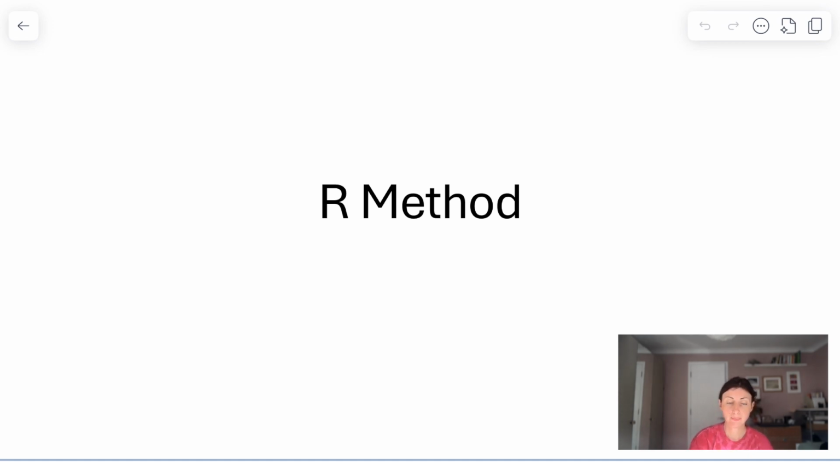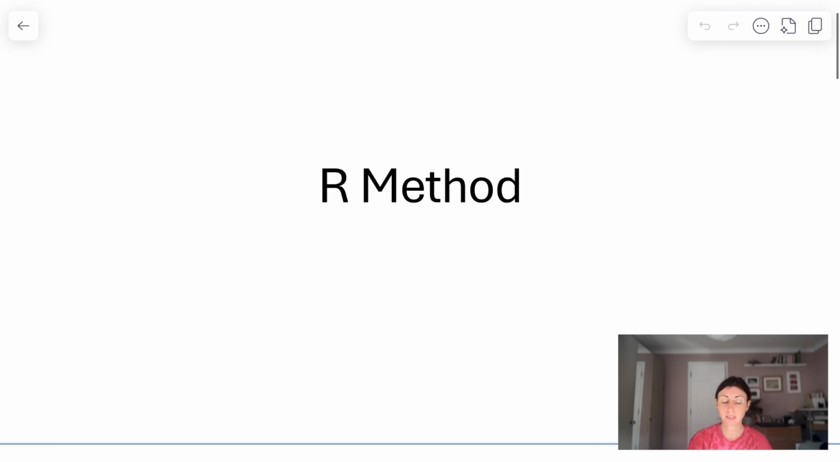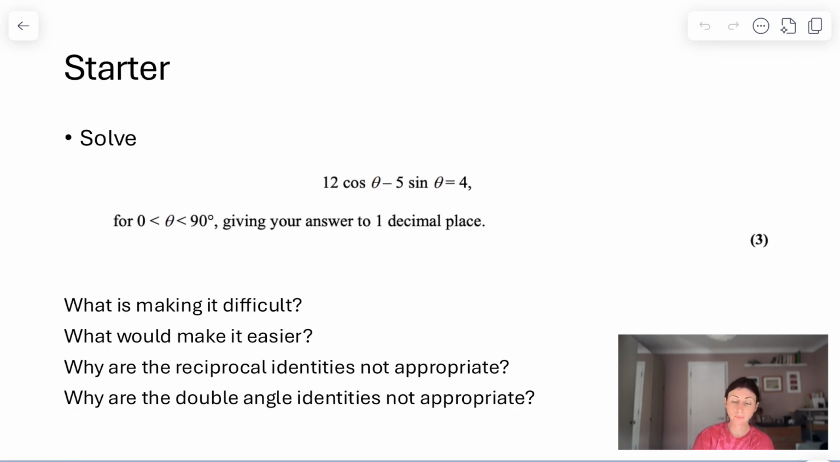To begin with, you could offer this up as a starter, putting a question on the board for your students to try and solve. This is a past paper question. Every question that I do with my students is a past paper question, just to get them familiar with the layout and the difficulty.